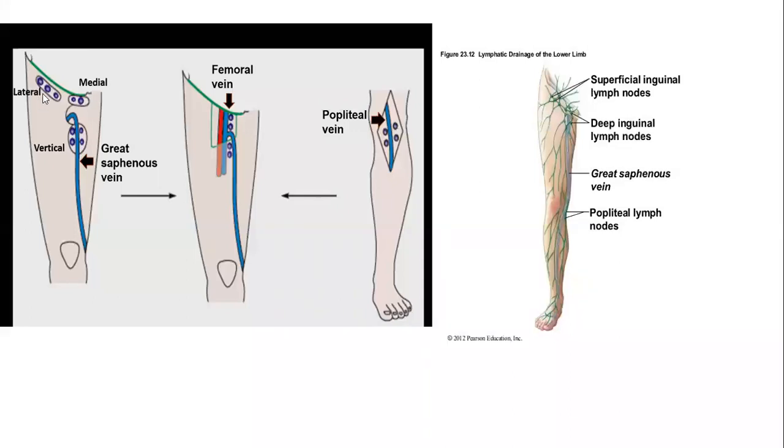The vertical group is located around the proximal or terminal part of the great saphenous vein, the part of the great saphenous vein which passes through the saphenous opening into the femoral vein. And it is this vertical group of lymph nodes that drains the lower limb, the entire structures of the lower limb, as well as skin and fascia of the lower limb.